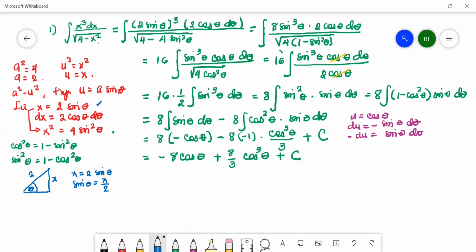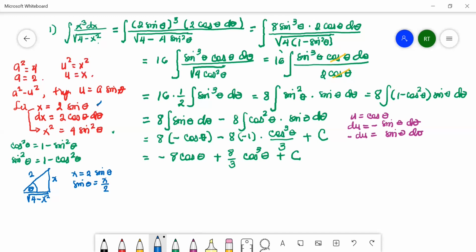Therefore, if we are going to find the value of the other side, the adjacent side, then the adjacent side is equal to the square root of the square of the hypotenuse, which is equal to 4, minus the square of the opposite side. Okay, therefore, the adjacent side is square root of 4 minus x squared.